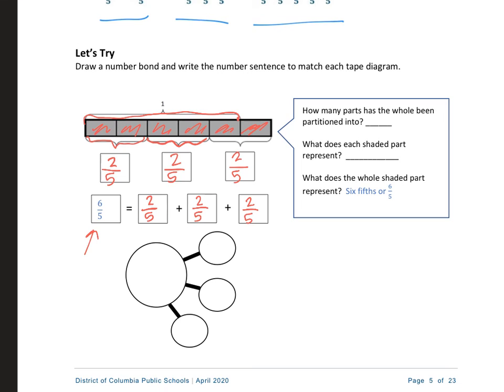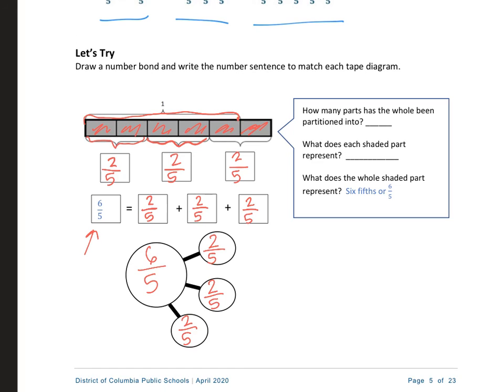Okay? And then they're going to put that into a number bond, just like we've done. So we're going to say, remember, 6/5, our total goes in the big circle. And then we're just going to record each part that we broke it up into. So 2/5 and 2/5 and 2/5. And I know that that all equals up to 6/5. Okay?